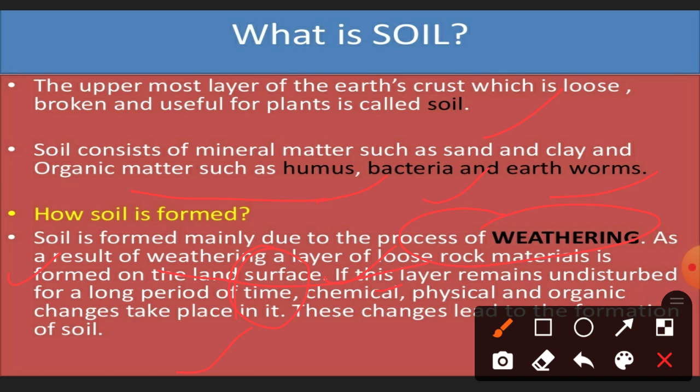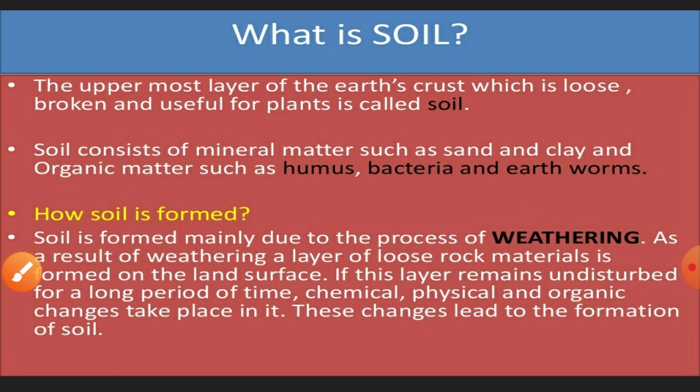So generally we can say the breaking down of rocks produces fragmented material, and as time passes this fragmented material separates into small particles, and with the passing of time certain chemical, physical and organic changes convert the material into soil, and this is the process of soil formation.